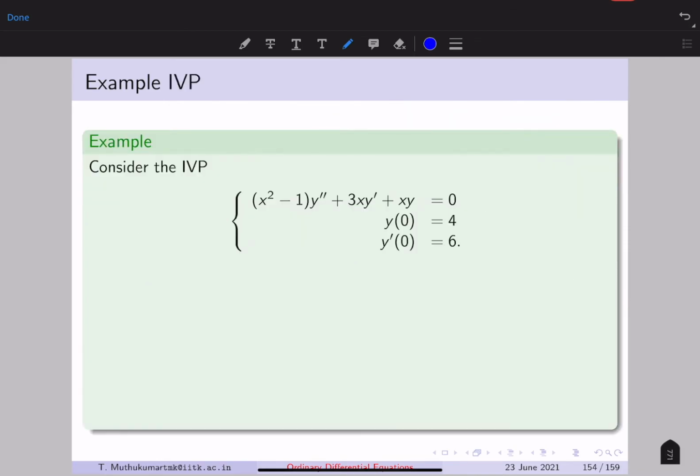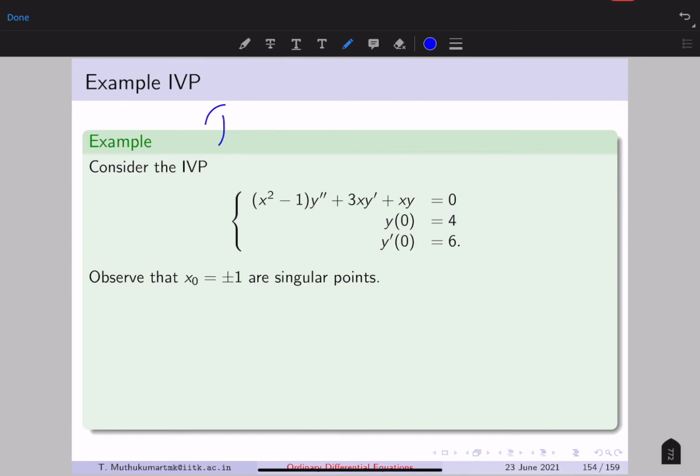Okay. Let's look at an initial value problem as an example. Let's look at this ODE. We are going to look for a power series solution of this. This is not in the normalized form. You see there is an x square minus 1 as the coefficient. So you divide it.